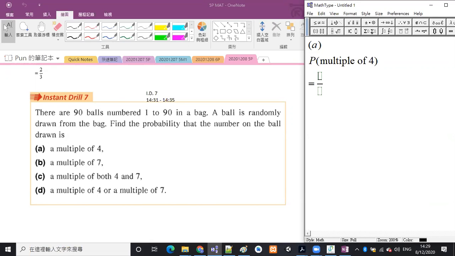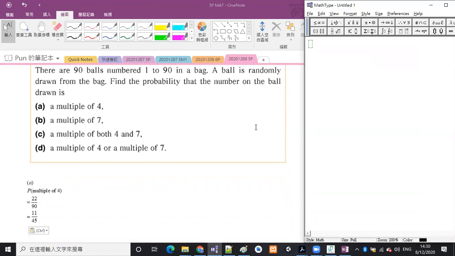Okay, let's check the answers. There are 90 balls numbered 1 to 90 in a bag. A ball is randomly drawn from the bag. Find the probability that the number on the ball drawn is a multiple of 4. There are 90 possible outcomes, right? How many of them are multiples of 4? If you count, there should be 22. It's 4, 8, 12, and so on, up to 88, right? But you need to simplify the answer. It should be 11 over 45. So this is part A.